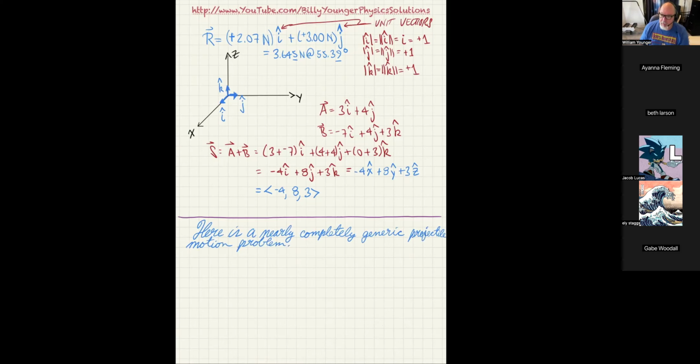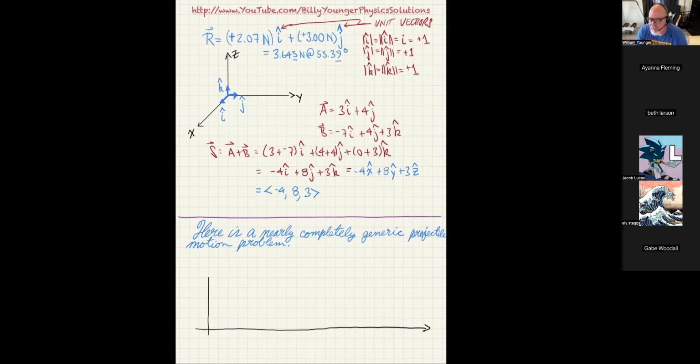So a projectile will be fired with initial velocity v0. What I'm going to do is draw a coordinate system, just because it's easier to deal with once you have one. I'm going to draw a coordinate system just like this. Okay. And it's nearly completely generic.